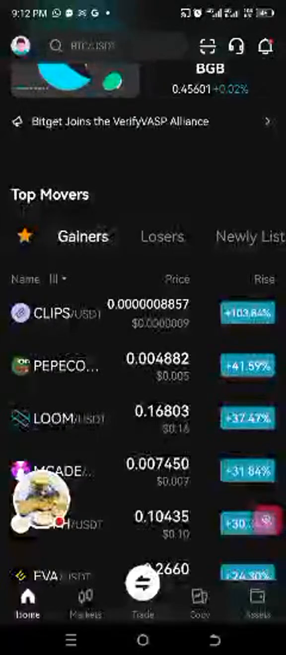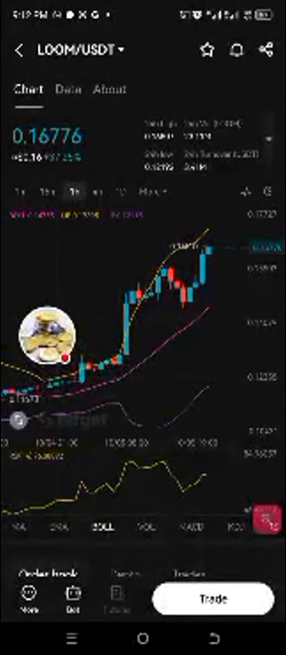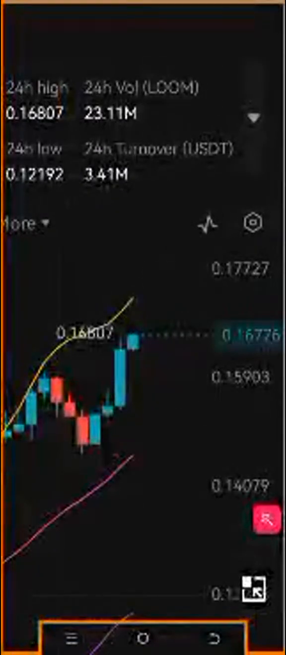Okay, Loom is here also. Let's see what's going on in Loom. Oh, this looks good. It's looking good, but let me check the RSI. The RSI is 76. It's dicey, but I mean, it's good though. It's in pump mode. Should we go with this?